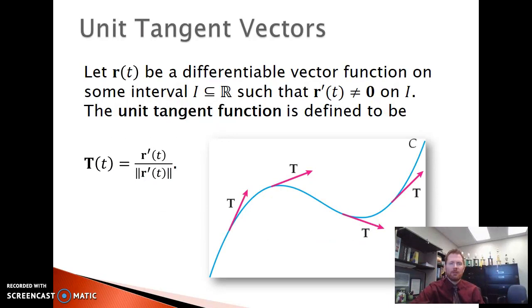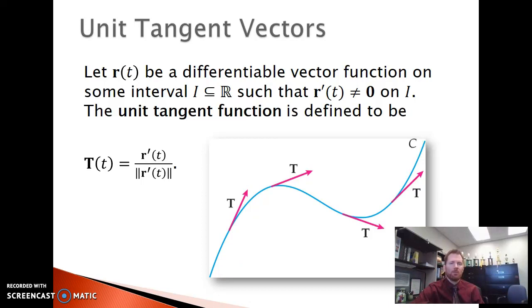So here's our definition. If we have a differentiable vector function on an interval I such that the derivative of the vector-valued function is not the 0 vector, then by definition the unit tangent function is defined as follows. We have capital T of t, a vector-valued function. T of t is equal to r prime of t divided by the magnitude of r prime of t.